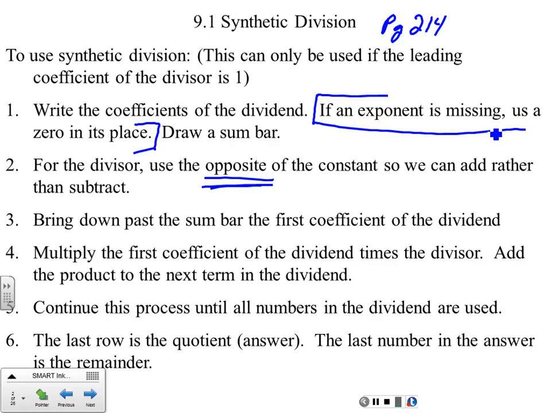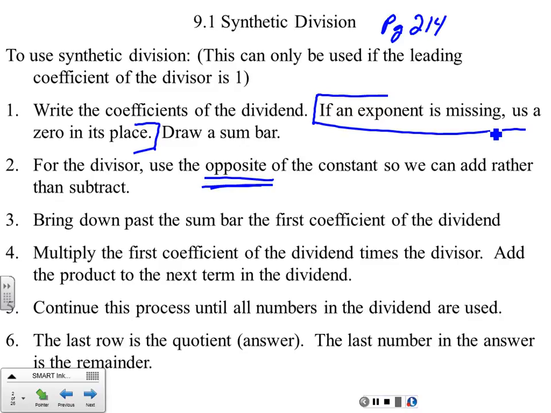Look down in the middle of the page on page 214. You see how that first 2 underneath the division bar, see how they just brought it straight down? That's what you're going to do. You're just going to bring that first number straight down across that sum bar.